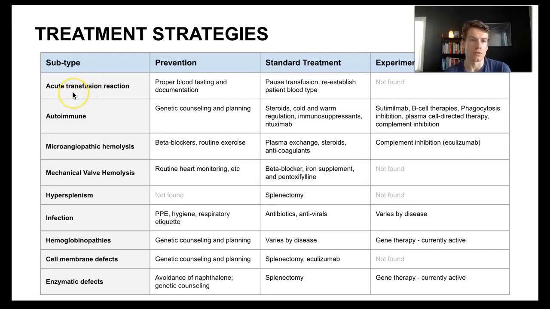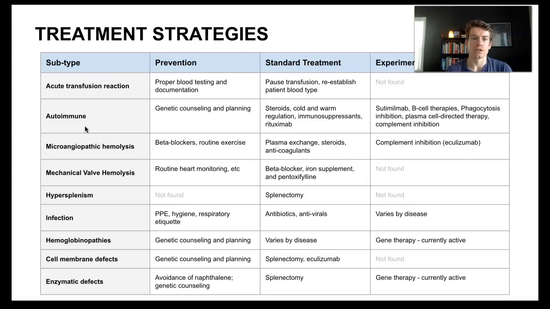So one is acute transfusion reaction. The prevention is just to obviously not be transfused with a blood type that doesn't match your blood type. And then standard treatment would be to stop that transfusion and to reestablish the patient's blood type and transfuse them with the correct one.